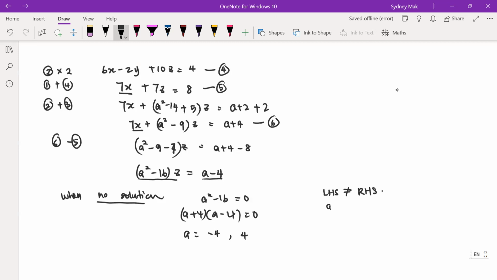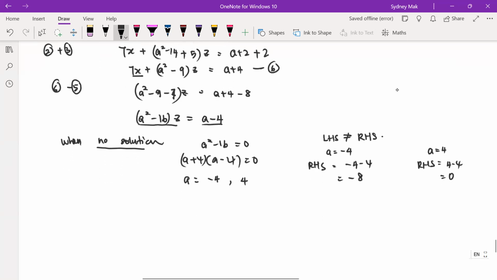Okay, so when a equals negative 4, my right-hand side will become negative 4 minus 4, so I have negative 8. And when my a is positive 4, the right-hand side value will become 4 minus 4, which equals 0. Therefore, we want the value that is not equal to 0, because we know that the left-hand side has to be 0 in order for us to have the scenario of either no solution or infinite solutions. So in this case, the value of a equals negative 4.